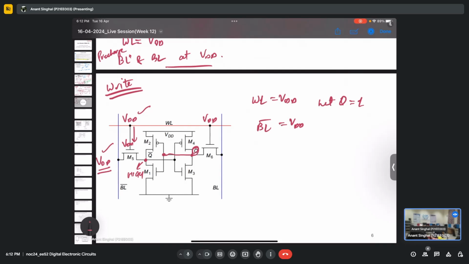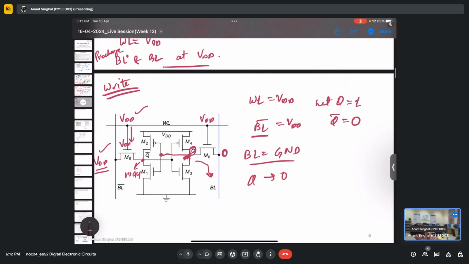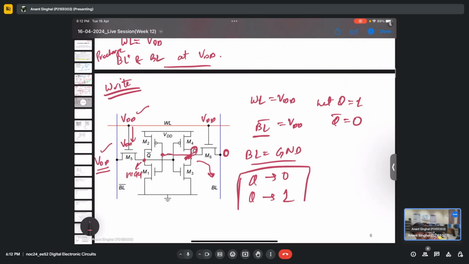So the output of this particular MOSFET, Q complement, will become 0, because it is nothing but an inverter. And now if BL is grounded, since BL complement is VDD, BL will be grounded. So when BL is grounded and Q is 1, this becomes the drain of that MOSFET and it starts charging. So there is a flipping. From Q as 0, the state goes to Q as 1. So the write operation is also known as the flip operation, or flipping the state.